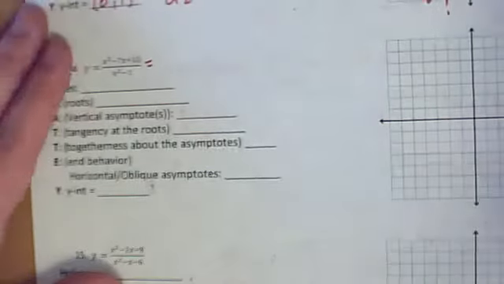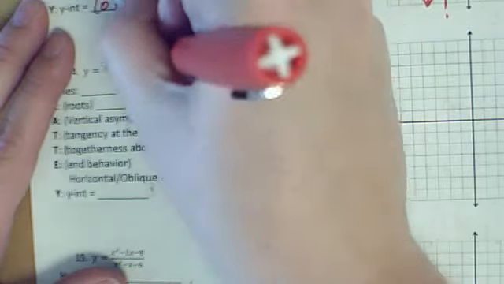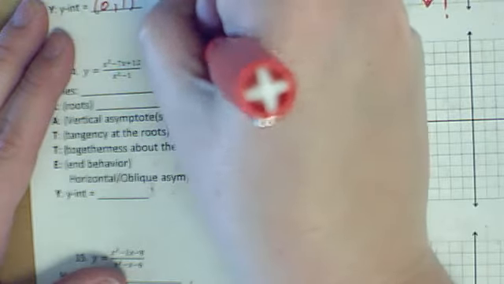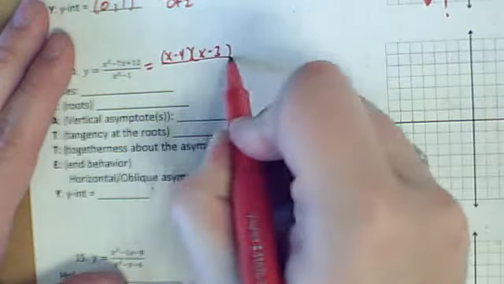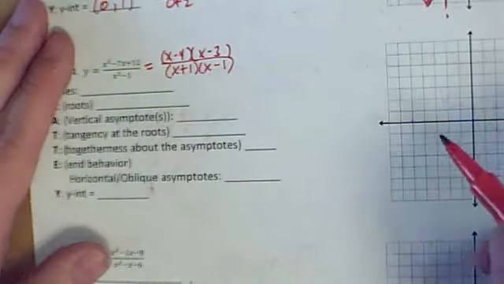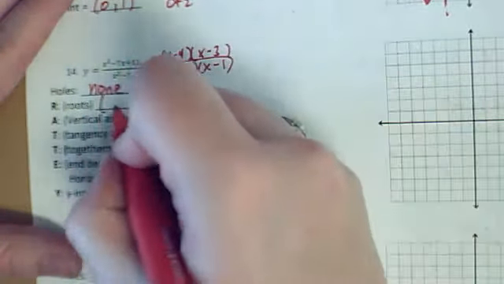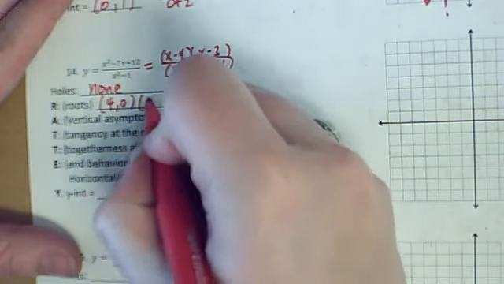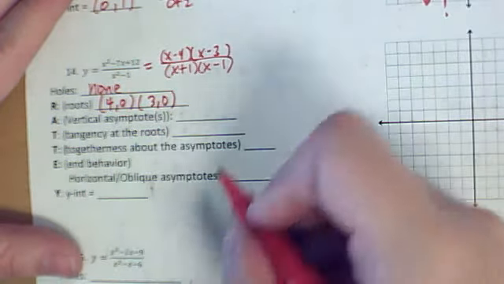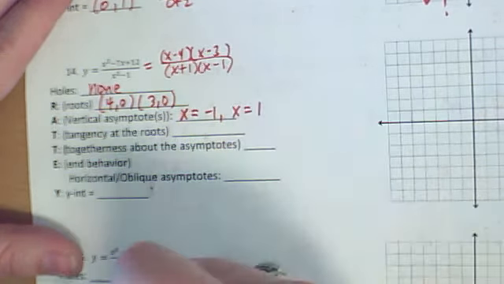Okay, 14. If we factor, it multiplies to be 12 but adds to be negative 7, so negative 4 and negative 3. And then x plus 1 and x minus 1. Holes: there are no common factors, so there are no holes. The roots, what makes the top 0: 4 and 3. Vertical asymptotes, what makes the denominator 0: negative 1 and 1.